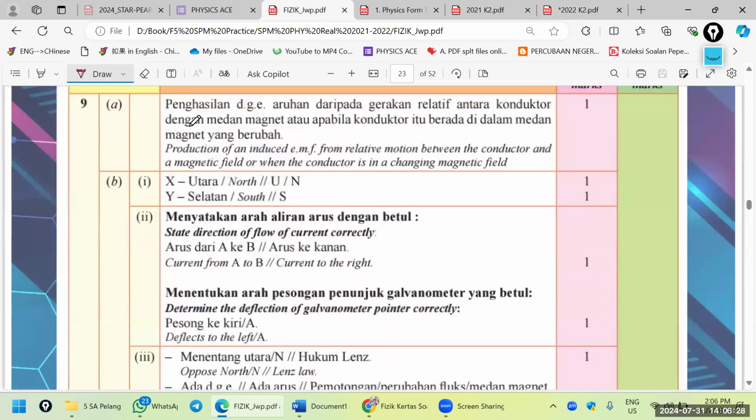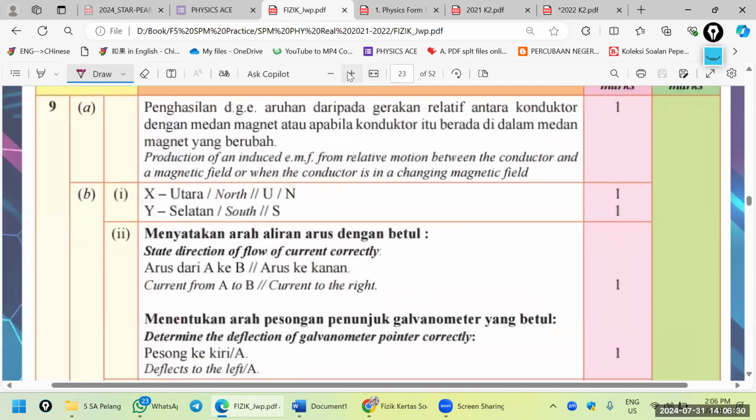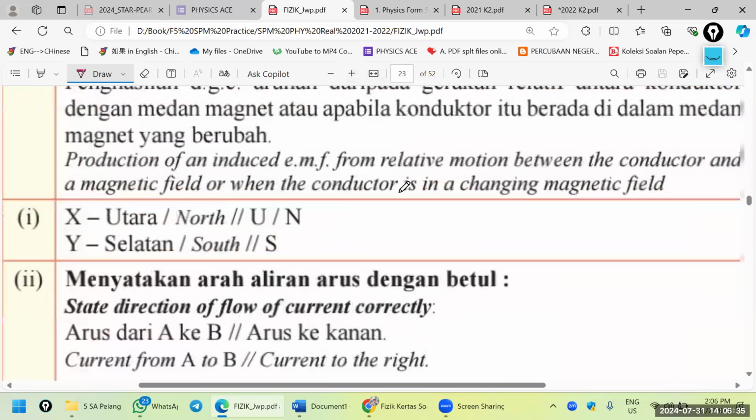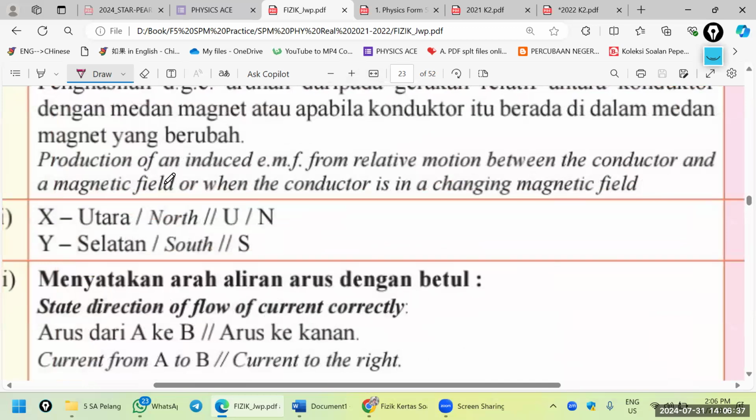The answer is production of induced EMF from relative motion between conductor and a magnetic field, or when conductor is in a changing magnetic field. These two sentences are actually the same thing, there is relative motion. So if you use cut, yes, you can replace it. In changing magnetic field, you can also say cut magnetic flux. So it's easier for you to remember.